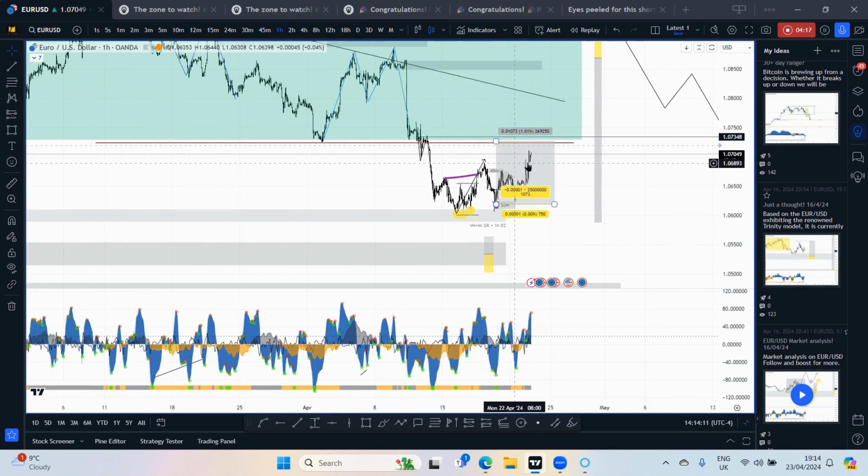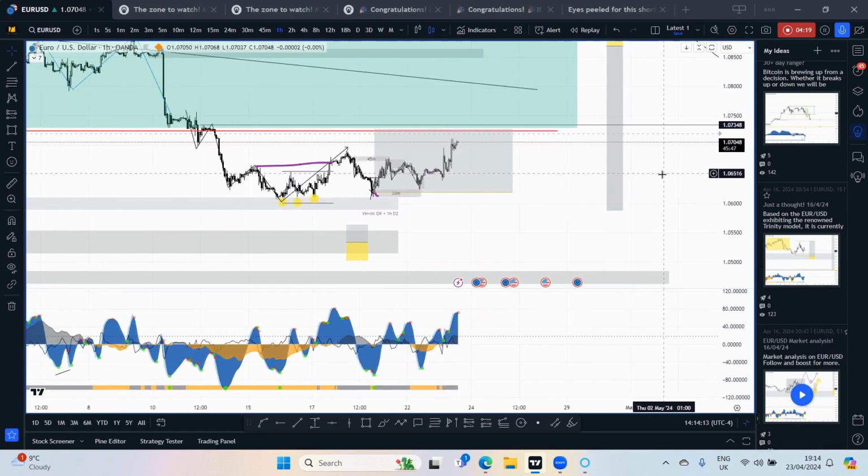So we're currently still in that trade. Now, just a few things to notice. Why are we getting sort of like an aggressive move over here?